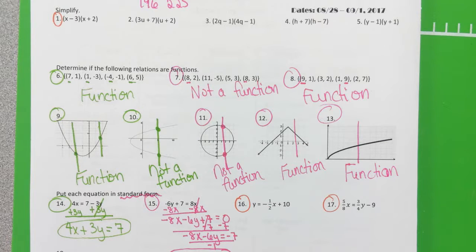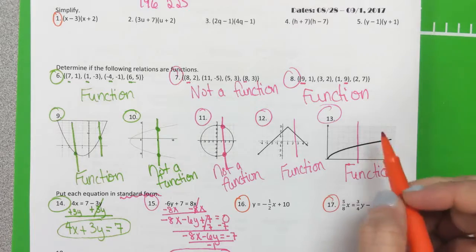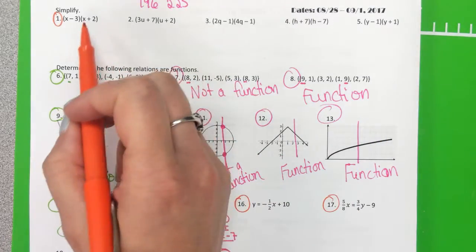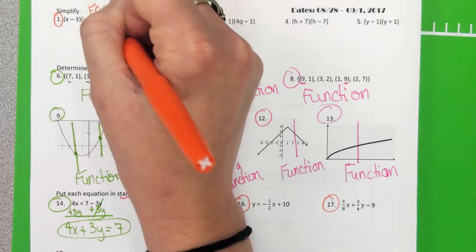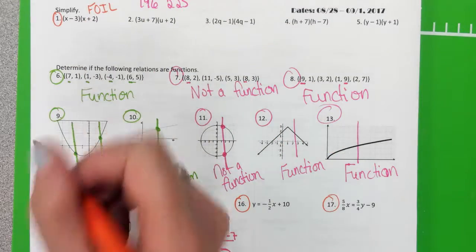All right, what about number 13? Well, we did 13. Let's see. So number 1, do you remember FOIL? First, outer, inner, last, right?